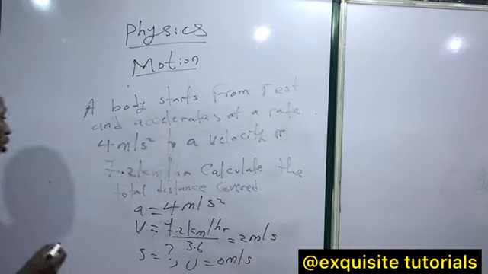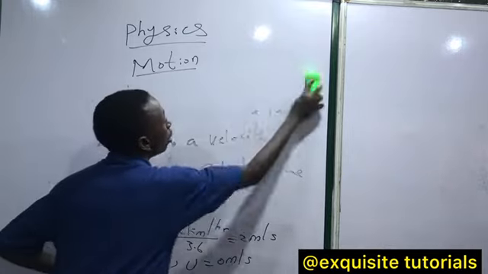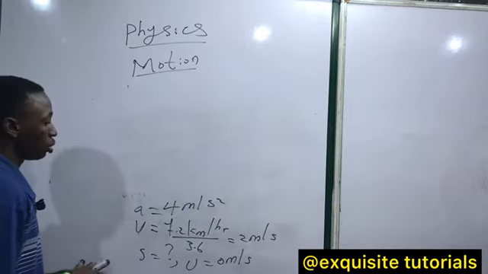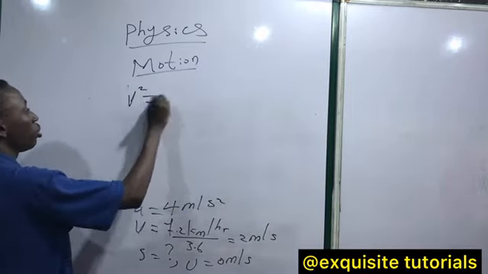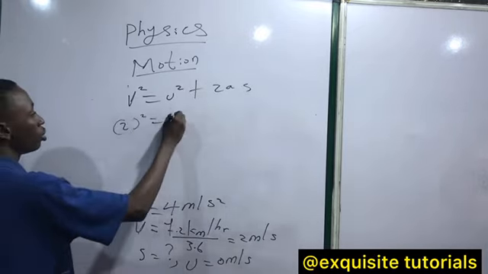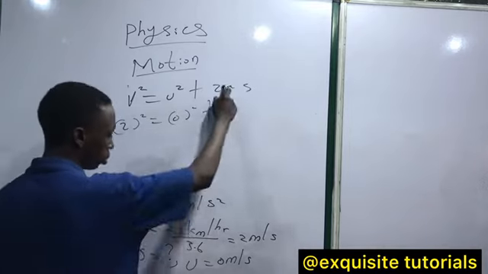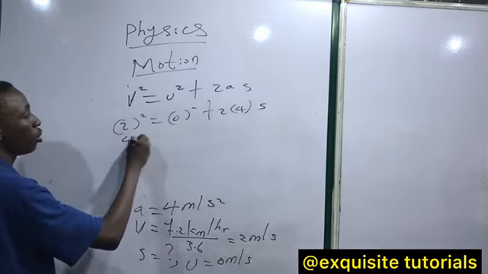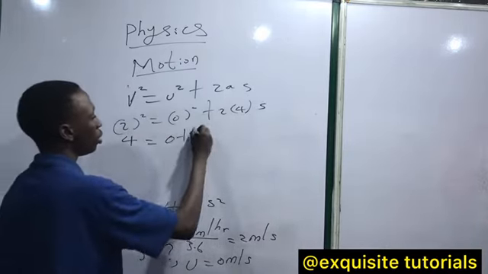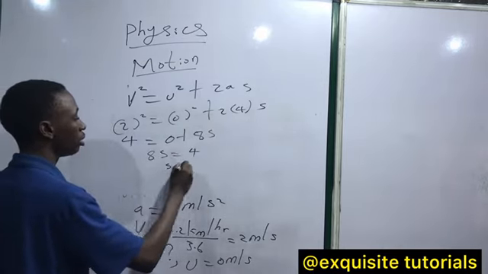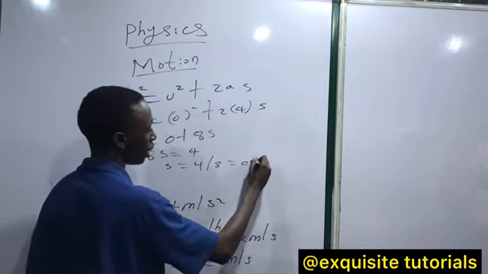Now the equation we're going to be using is v squared is equals to u squared plus 2as. Now what is our v? 2 all square is equals to 0 all square plus 2 into, what is our acceleration? 4. We're looking for what? S. So 4 is equals to 0 plus 2 times 4, 8s. So we have 8s is equals to 4, s is equals to 4 over 8, which is equals to 0.5 meter.